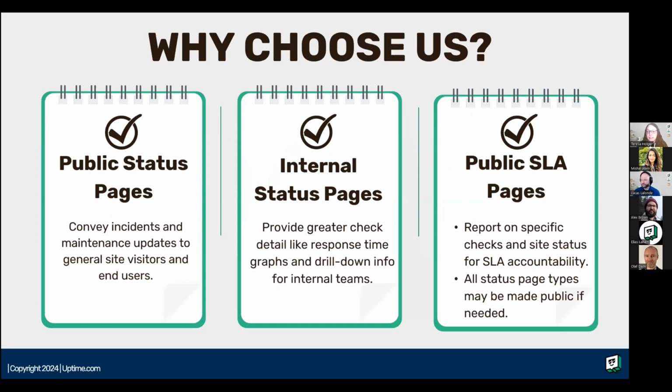Uptime has a wide variety of status pages to suit various different audiences, offering helpful differentiations within the UI to assist you along the way by offering a public status page, which conveys incidents and maintenance updates to general site visitors and end users. And then your internal status pages provide greater check detail like response time and graphs to drill down for internal teams. And then also a public SLA page to report on specific site status for SLA accountability. All status pages can be made public if needed.